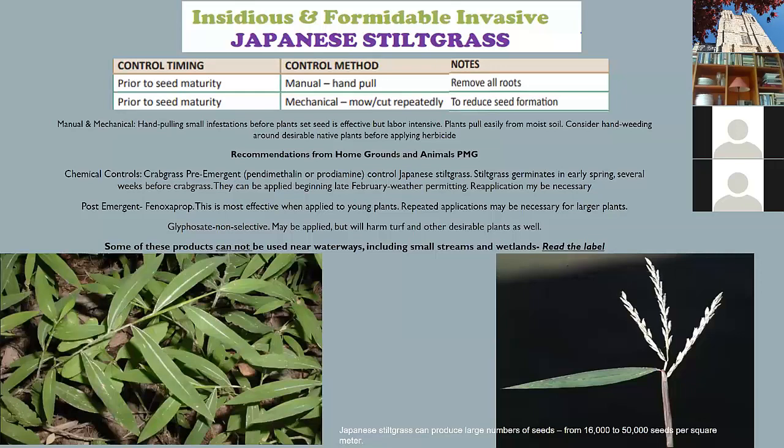So Japanese stiltgrass can produce a large number of seeds, from 16,000 to 50,000 seeds per square meter. Stiltgrass control will require multiple attempts and strategies. And due to the amount of seeds they produce, removal of stiltgrass infestations may take a few years to fully remove the problem.